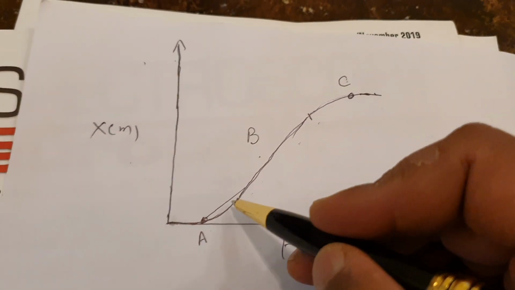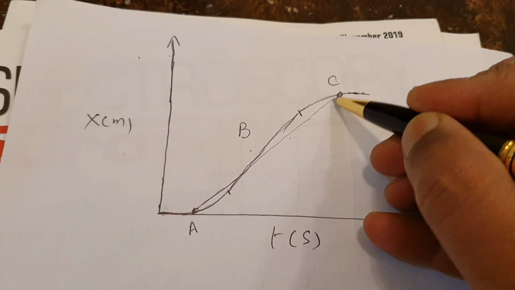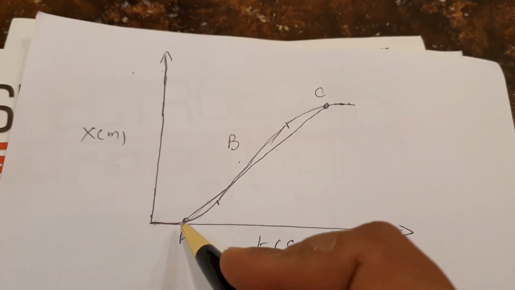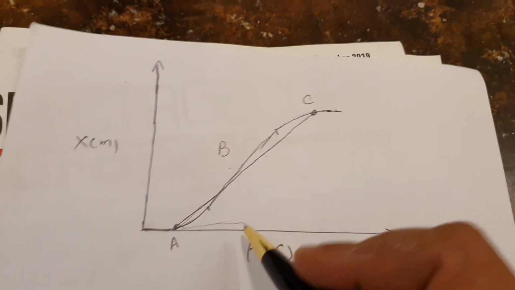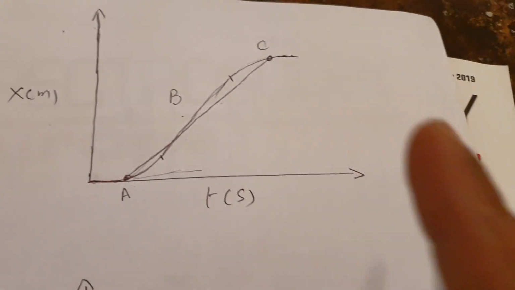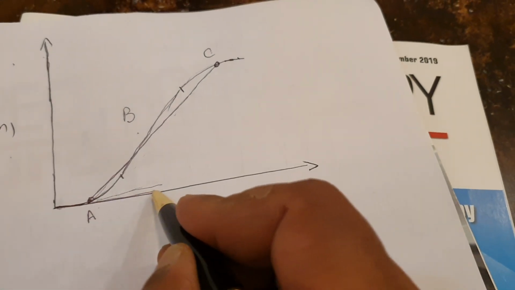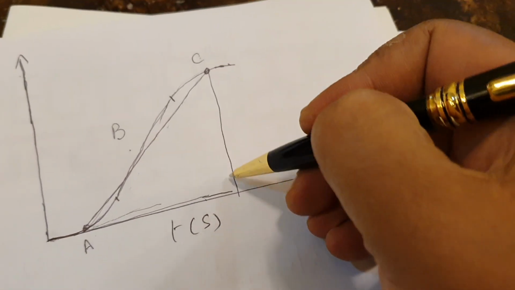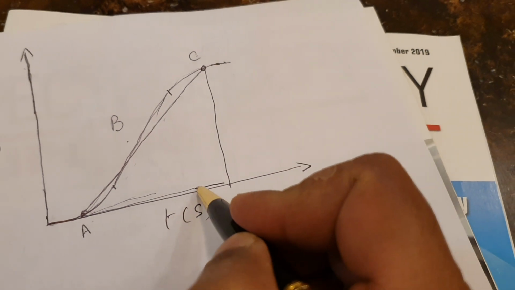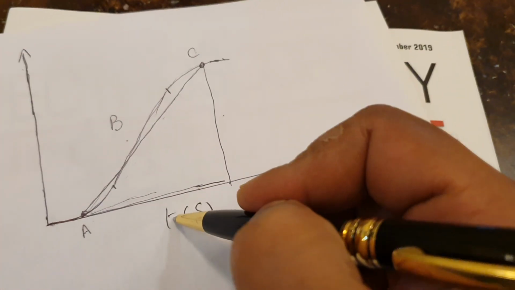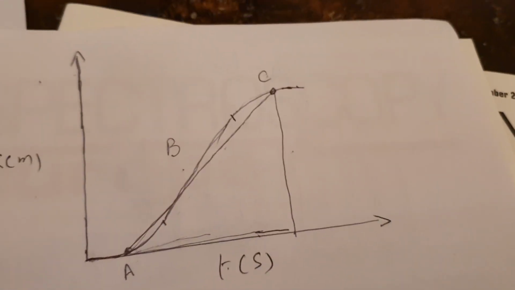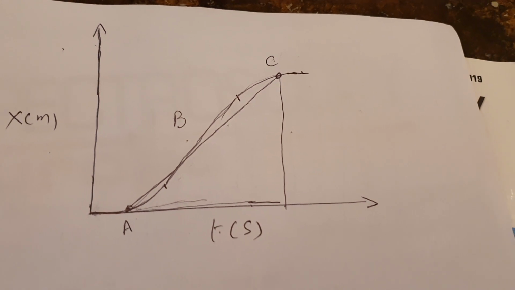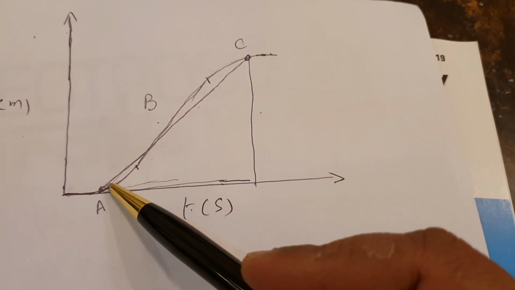I will join these 2 points with the help of a straight line. This is a straight line. And I calculate the slope of this straight line by using the same formula, that is the rise over run. So this is run and this is rise. I measure how much is my rise, I measure how much is my run, rise divided by run, that would give me velocity.